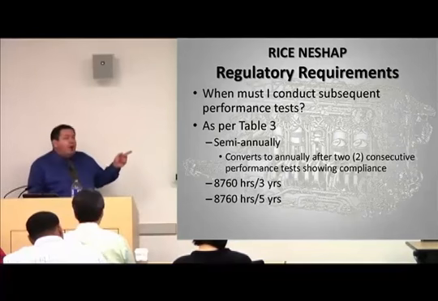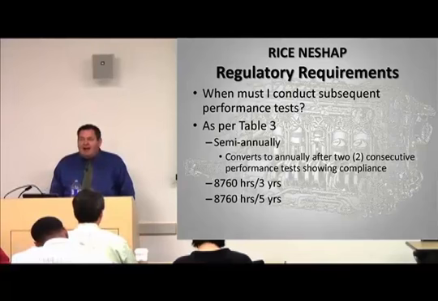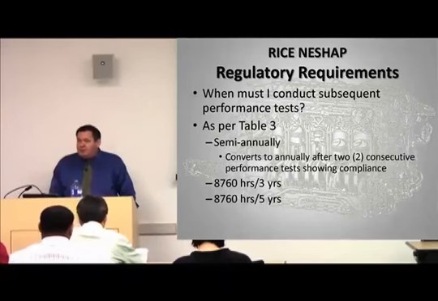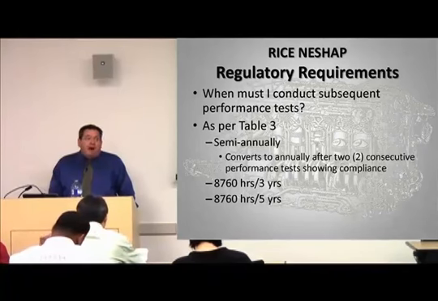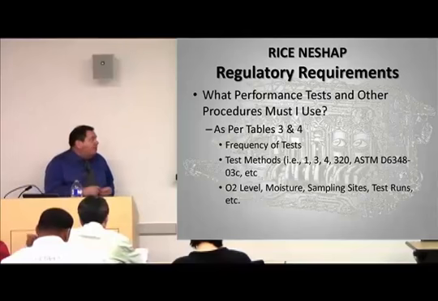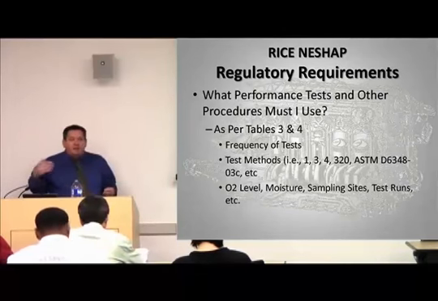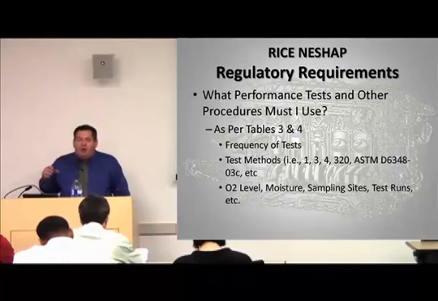And then for some very large engines, your compliance demonstrations happen every 8,760 hours or every 3 years, whichever comes first. And for some very large engines, it's 8,760 hours or every 5 years, whichever comes first. What performance tests must I use, or what other procedures must I use? These are outlined in Tables 3 and 4.